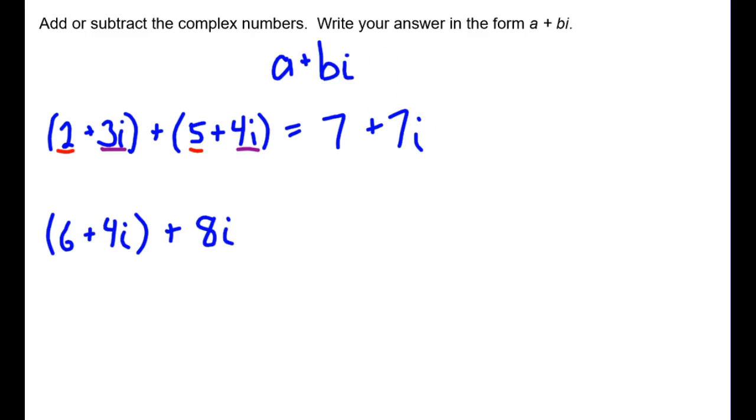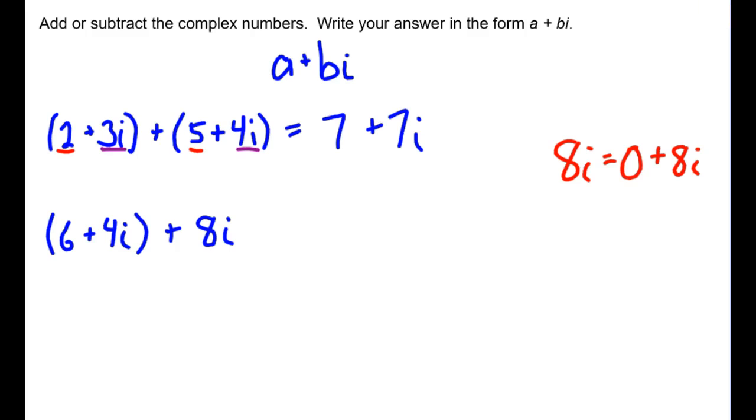Next, we want to take the quantity 6 plus 4i and add 8i to it. Just on a side note, if we look at 8i, that's not written in the form a plus bi, but this would be the same as 0 plus 8i. So this is still in the form a plus bi, it's just that the value of a is 0, so it's pointless to write that in there. So when you see that, you need to recognize this is still in the form a plus bi.